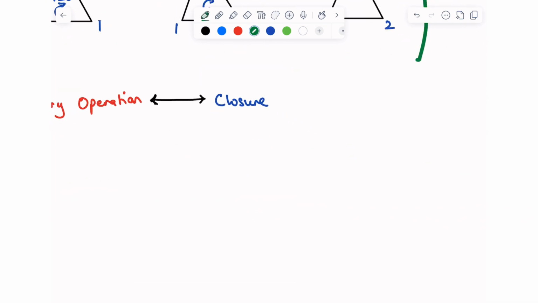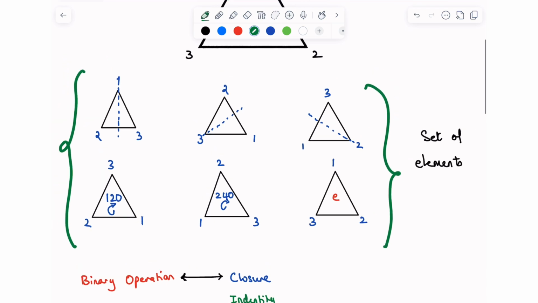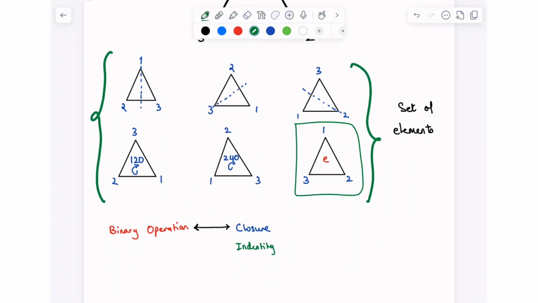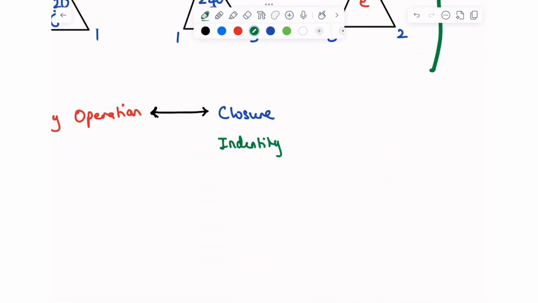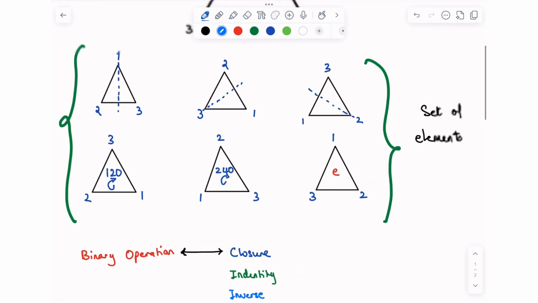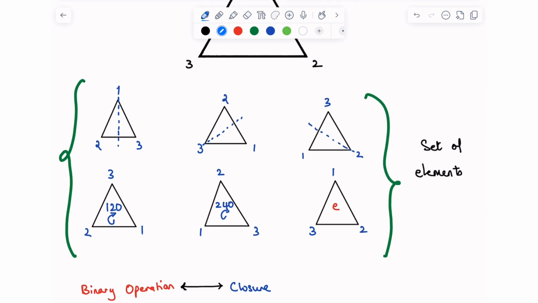Okay, and another condition is that it must have an identity. Okay, in this example above, the identity element is this element right here, because it keeps the triangle the same. It essentially doesn't do anything to that triangle. It just keeps it as it is. So that's known as the identity. And then you need to have an inverse, which is essentially for each of these actions that you do to the triangle, you need to have an inverse element that does the opposite. Okay, that takes it back to what it was originally, essentially.